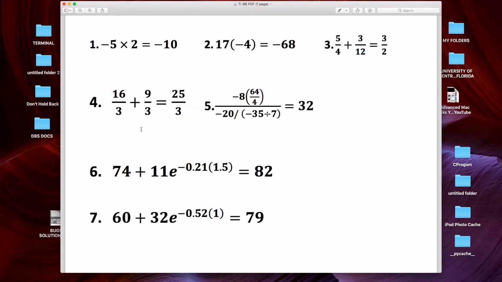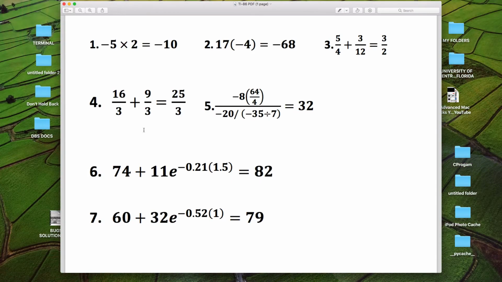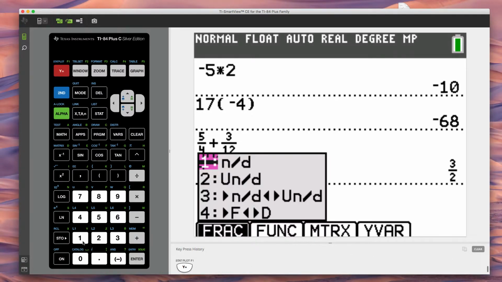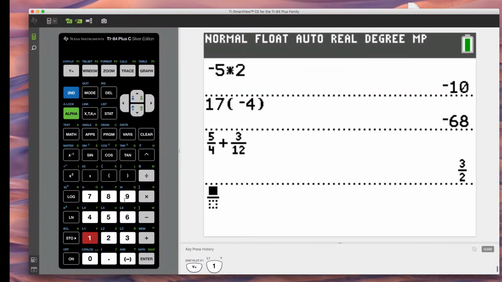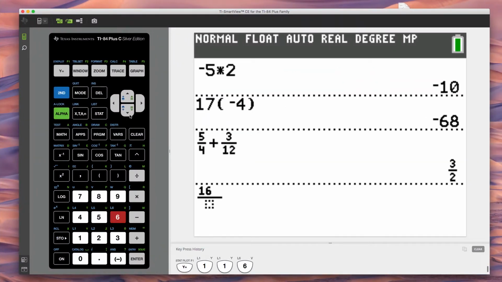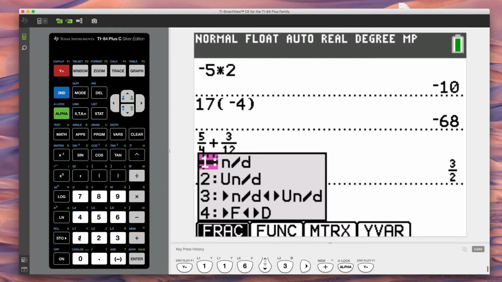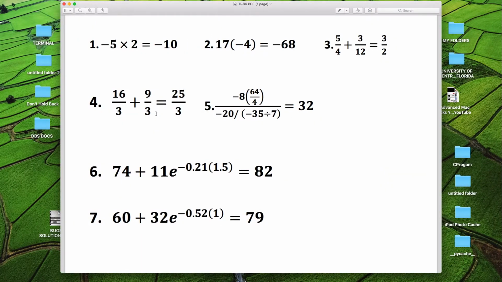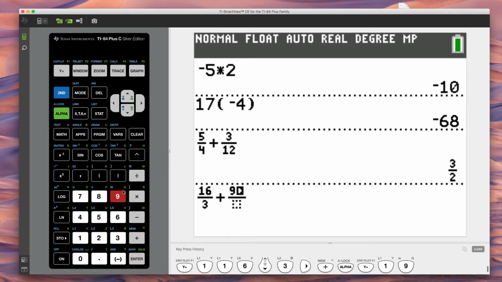Problem number 4, another fraction problem. We're going to do it a little bit different on this one. We're going to do the same: alpha, y equals, 1, and it was 16/3. 16, down button, 3, over, plus, alpha button, y equals, 1, and 16/3 plus 9/3. So 9, down button, 3, over, enter.